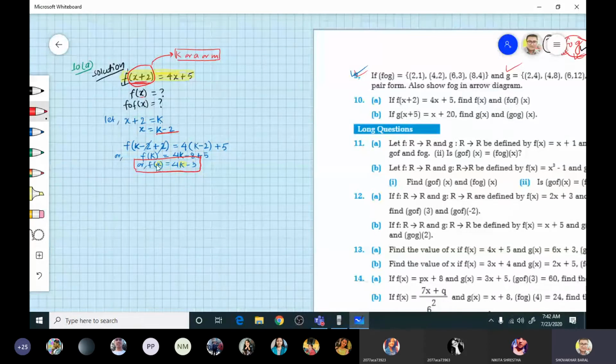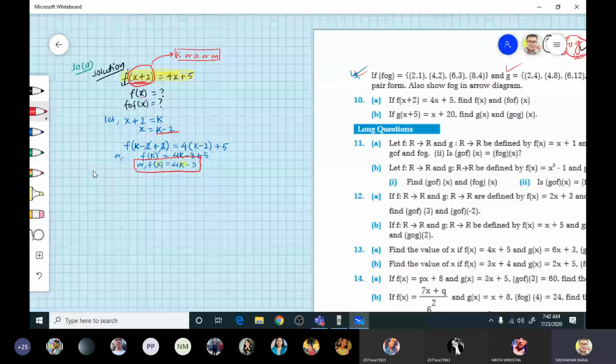So let me replace this k with x by writing some reason here. Let's write the reason why we are doing this, since k is an arbitrary variable. Arbitrary means random, okay? Arbitrary variable.